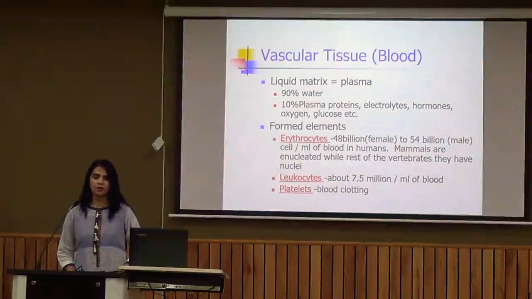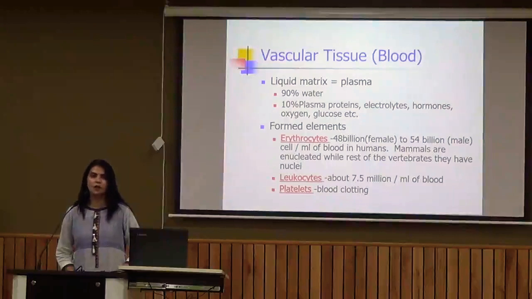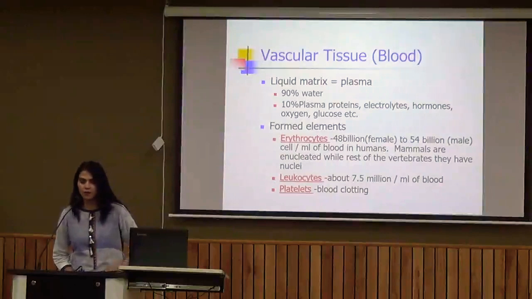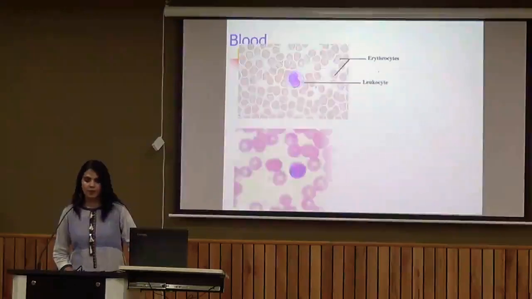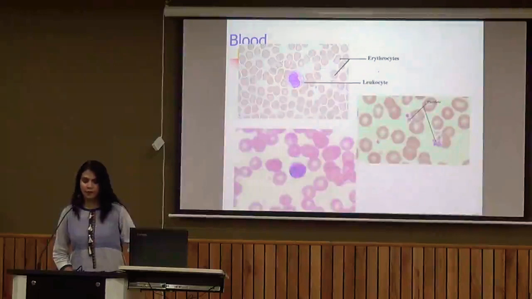The second kind of blood cell is leukocyte, or we can also call them WBC. And the basic function, we all are aware, is that they are responsible to fight against various diseases. If the WBC count is elevated, that means we are suffering from some kind of infection. Platelets, we all are aware, are responsible for clotting of the blood. So these are the diagrams of the blood, erythrocyte, leukocyte.